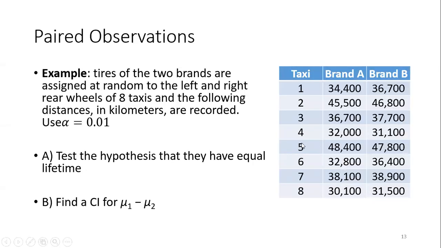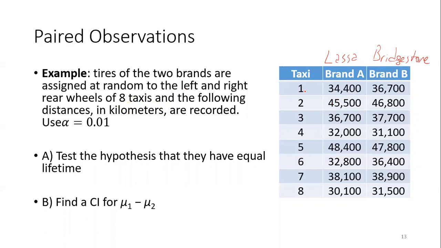So there are two brands of tires. Let's say this is Lassa, I don't know, and this is Bridgestone. So these are two types of brands. What they do is they assign them randomly to the left and right rear wheels of 8 taxis, and the following distances in kilometers are recorded.